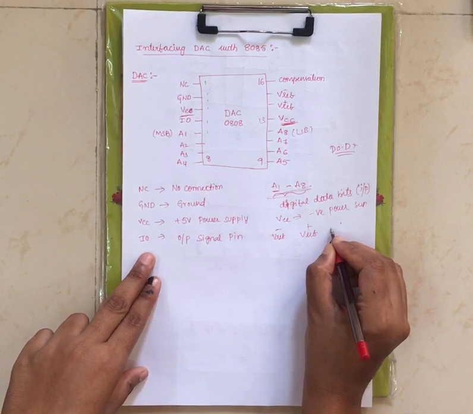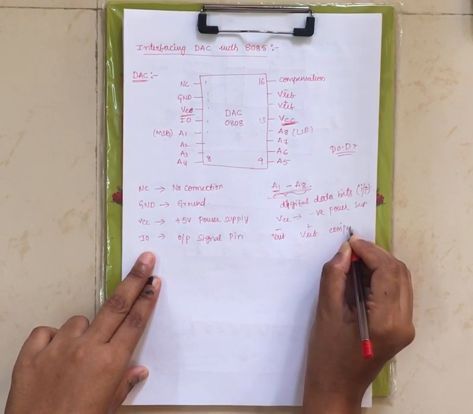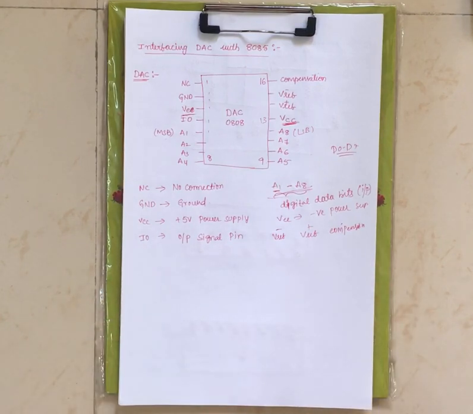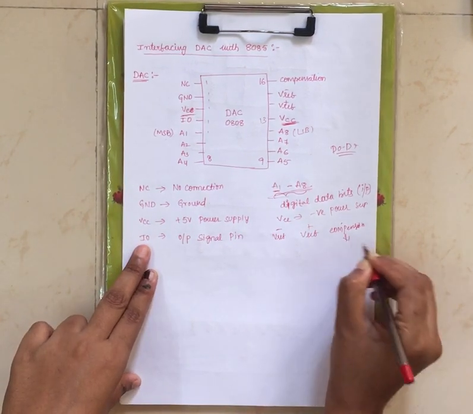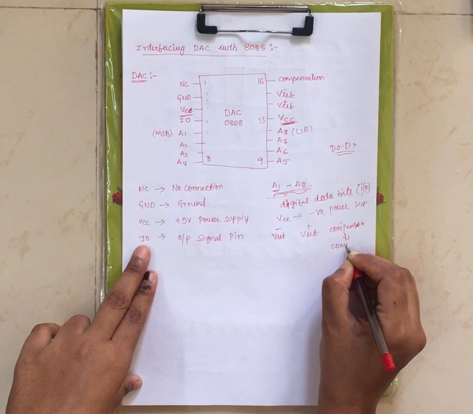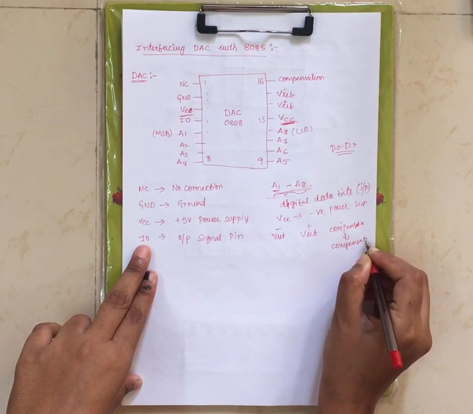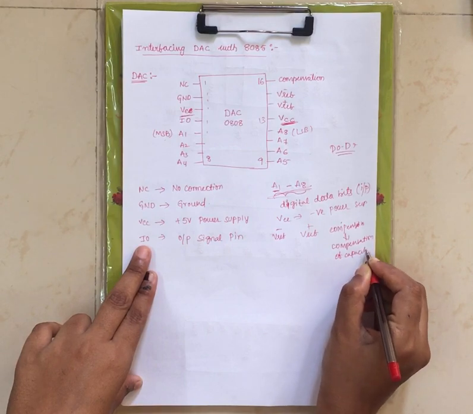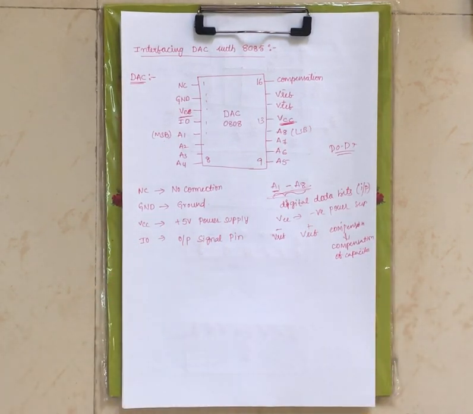And the 16th pin is compensation. This pin is used for a capacitor; compensation capacitor is connected at the 16th pin. Now this is just a brief description of the digital to analog converter IC, whose number is 0808. Let me briefly explain again.